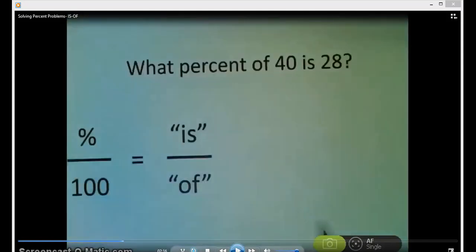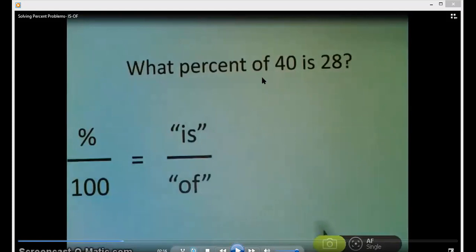Let's move to another question. It's your turn, please. Try to answer this question. What percent of 40 is 28? Which one is missing here? Ask yourself, which one is missing in this sentence? And which one can we find?